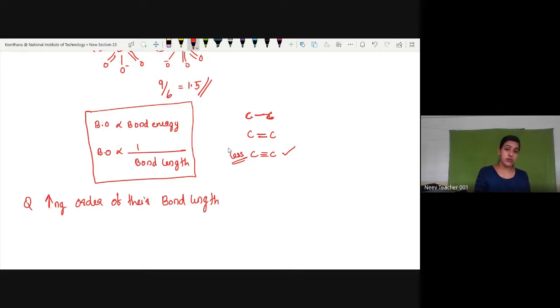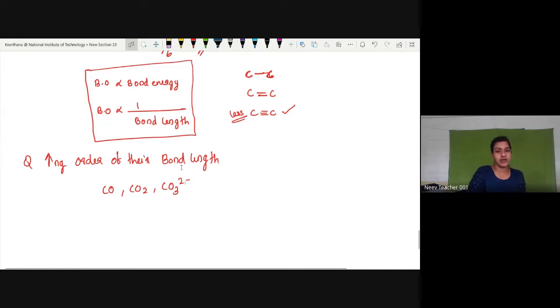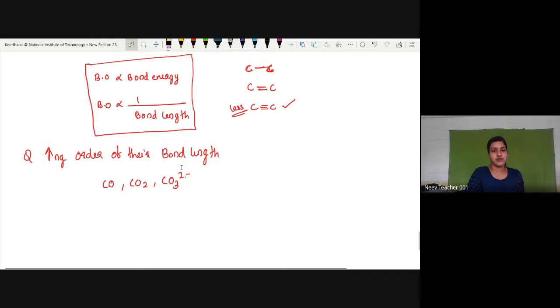In the increasing order of the bond length: CO, CO2, and CO3 2 minus. Arrange the following in the increasing order of their bond length. So just draw all those structures, then it will be fine. You will get the answer if you know the bonds.